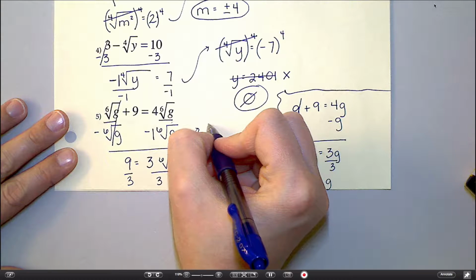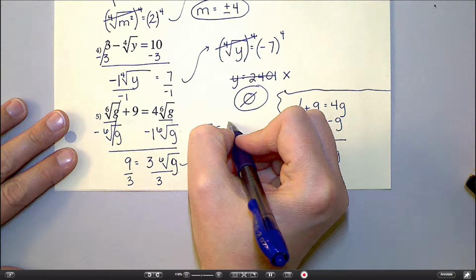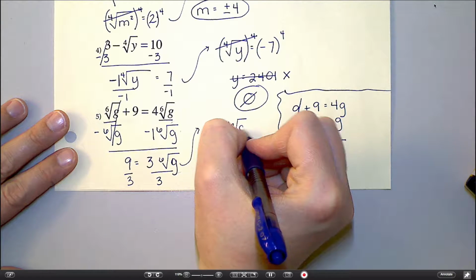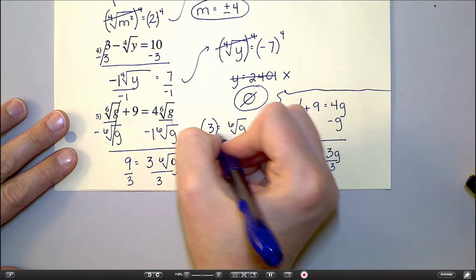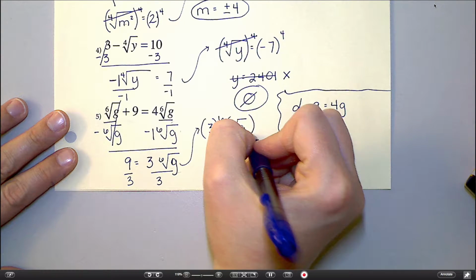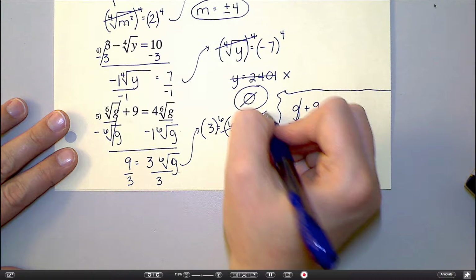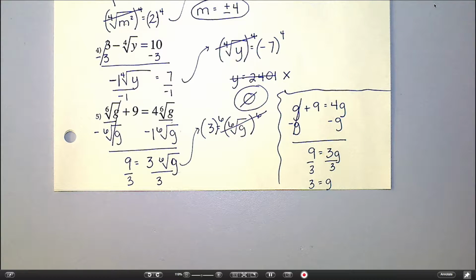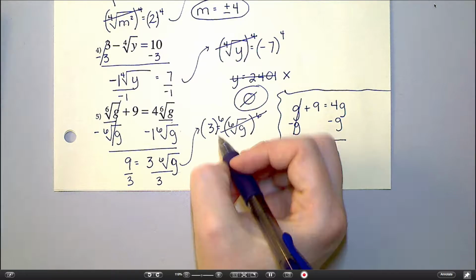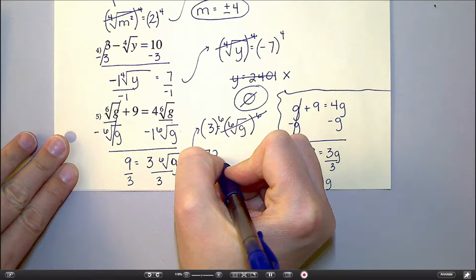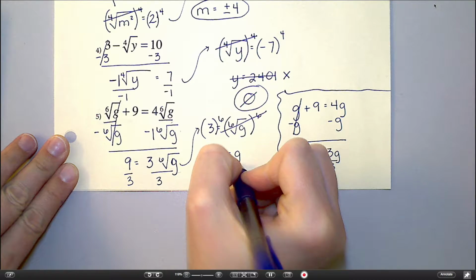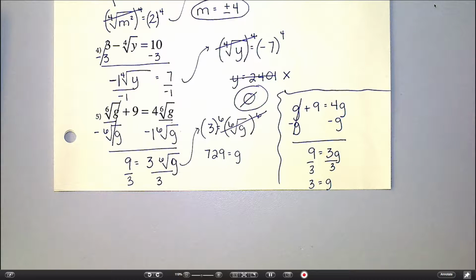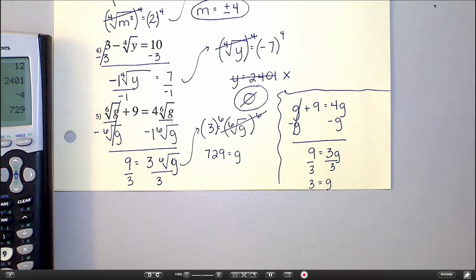So now I end up with 3 equals the 6th root of g. And then let's raise to the power of 6. And I'm going to get, I believe, oh, I forget, 3 to the 6, 729, I think. Yep. So 729 equals g. And then before I commit to that, I better just check it. So I would start by doing the 6th root.